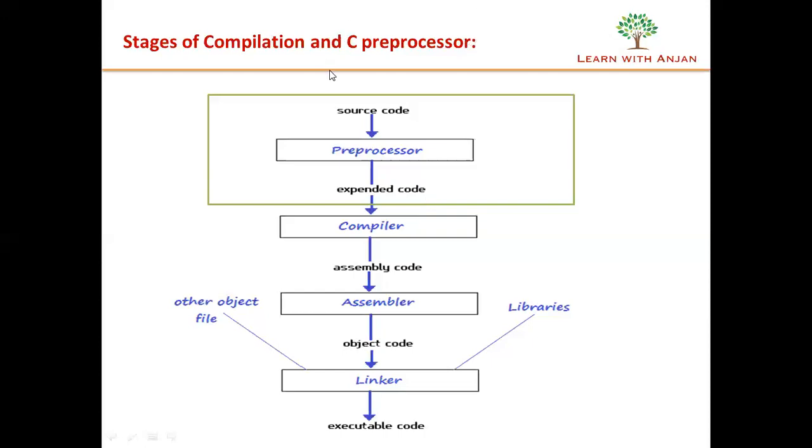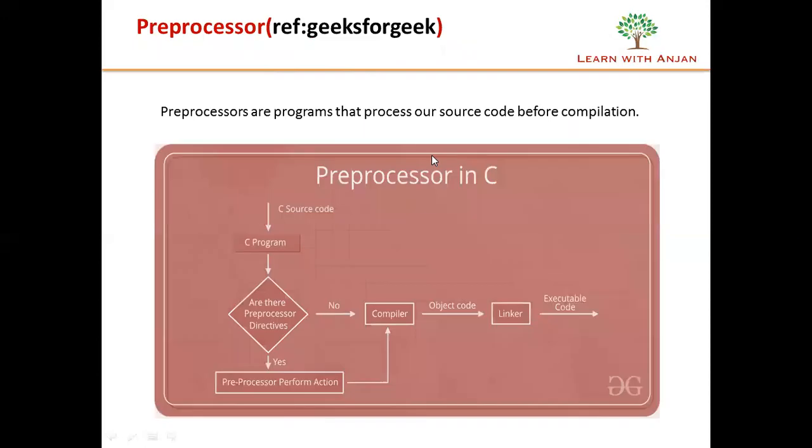Now, the preprocessor acts at the first step, right? Before the actual compilation, the preprocessor comes into place. How does the preprocessor act? First, the C program is fed into the preprocessor. The preprocessor checks if there are any preprocessor directives, that is, #include or any macro. If there is no such thing, then it will be directly compiled. Otherwise, it will be preprocessed to form the expanded code. Then it is compiled, and finally the executable code is produced by the linker.